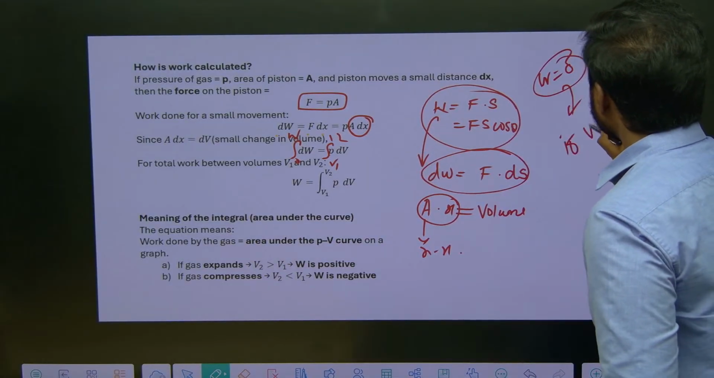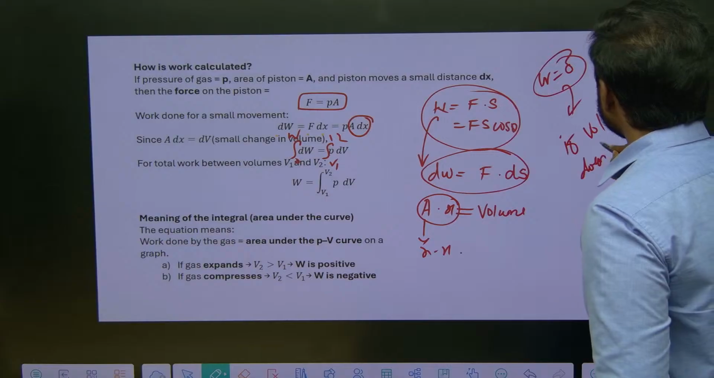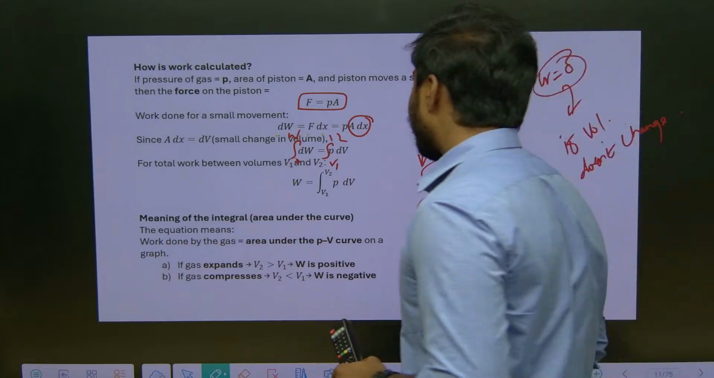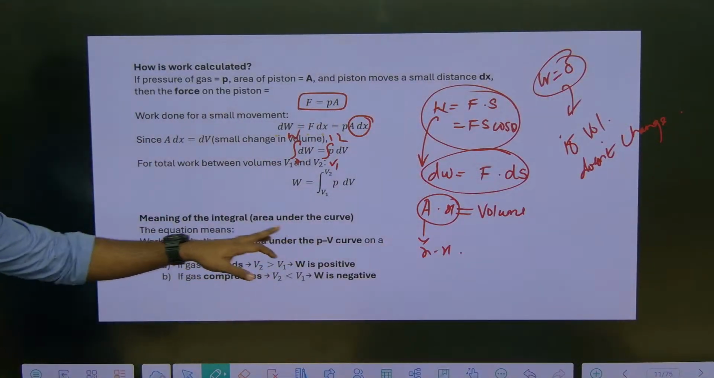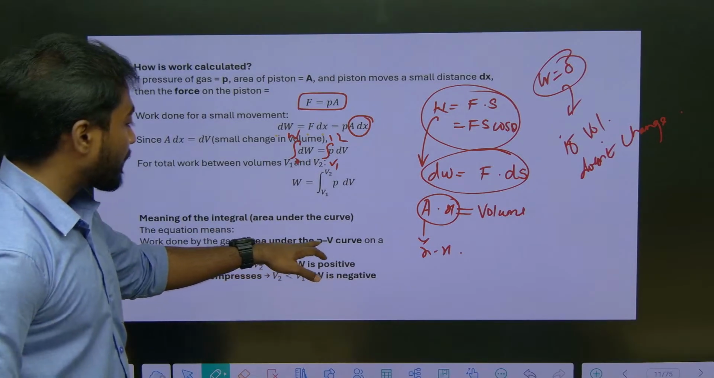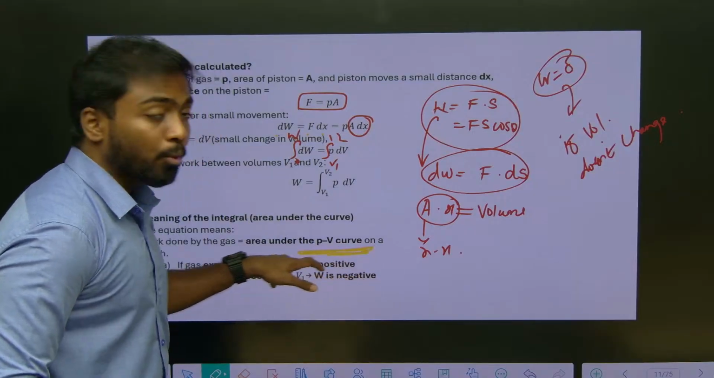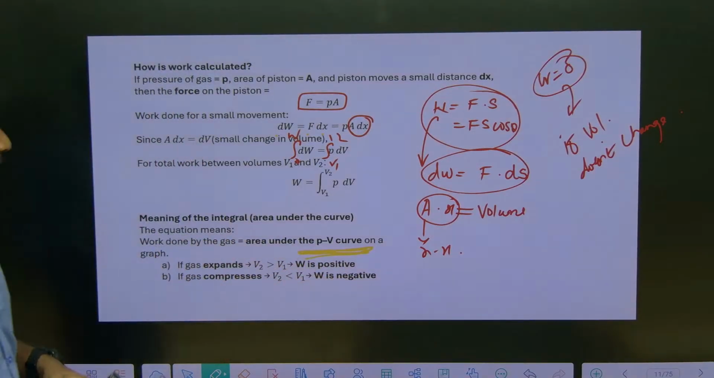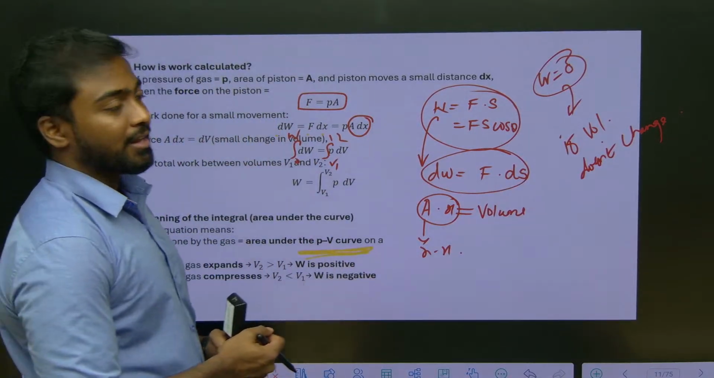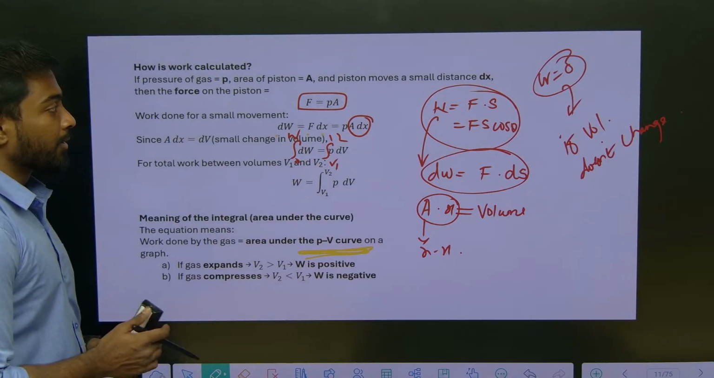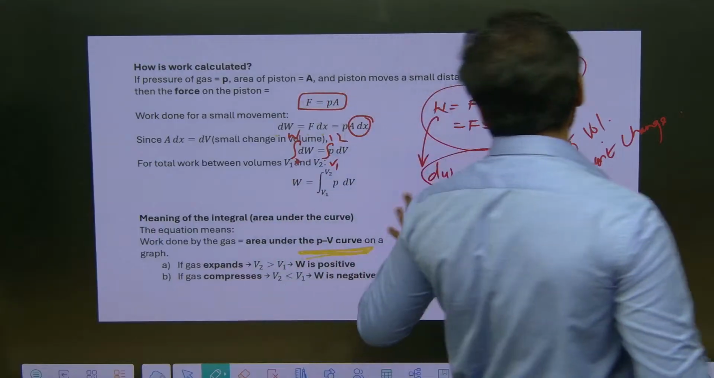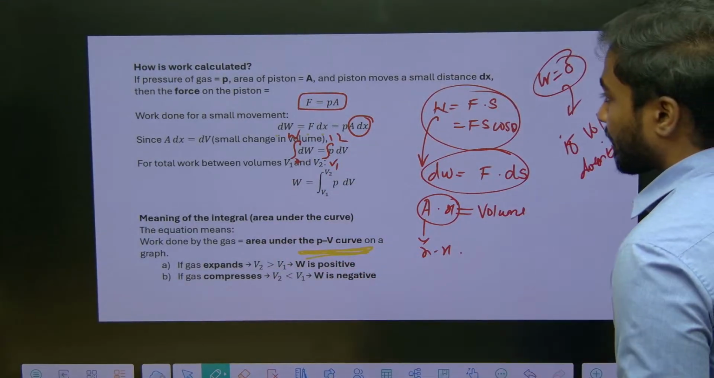If the volume doesn't change, work done is 0. So the work done by a gas equals the area under the PV curve, pressure and volume curve. If the gas is expanding, work done is positive. If the gas is compressing, work done is negative. So this is the basic idea about the calculations. Okay, you can take this equation and we can go for the next one. Got it?